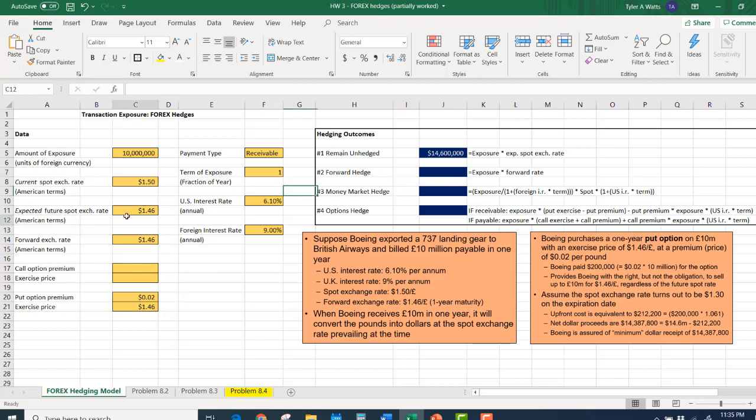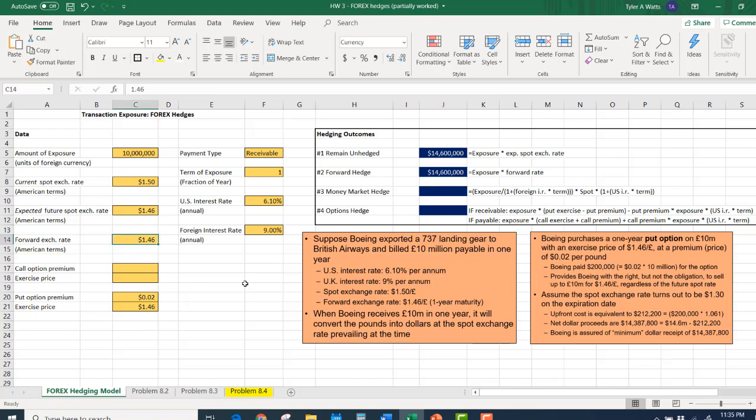And of course, as we change that, let's say we had an expectation based on our own intelligence that the pound was going to appreciate in terms of the dollar, then we could just plug a different value in there, right? I'll just undo that and leave what we had. Okay, now let's look at the forward hedge. The forward hedge is pretty simple as well. We're just going to sell that 10 million pounds forward at the forward price. So that's going to be equal to the exposure on the foreign currency times that forward rate. Okay, easy, nothing to it.